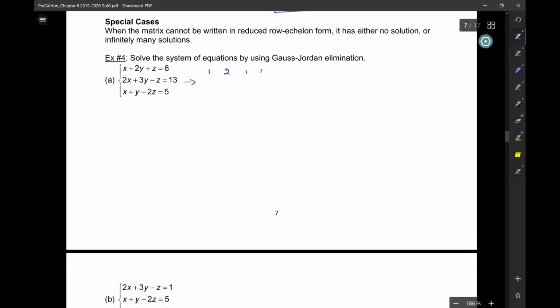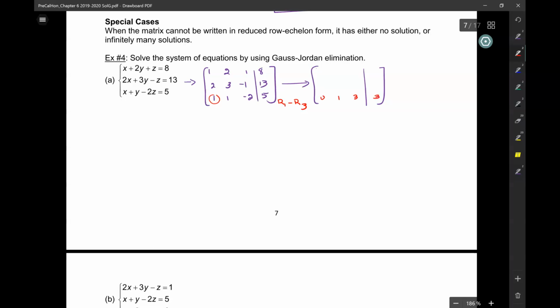1, 2, 1, 8. And I'll show you how to go a little bit more quickly here. Okay, first thing I'm going to do is change this, right? And I'm going to write the replacement in the 3rd row, correct? Okay, how am I going to get rid of this? Well, I'm going to do R1 minus R3. Can I do that? Sure, why not? 0, 1, 3, 3.